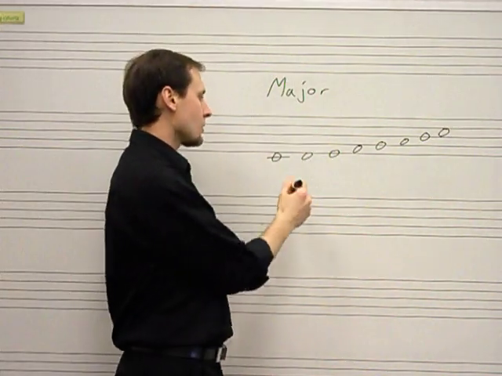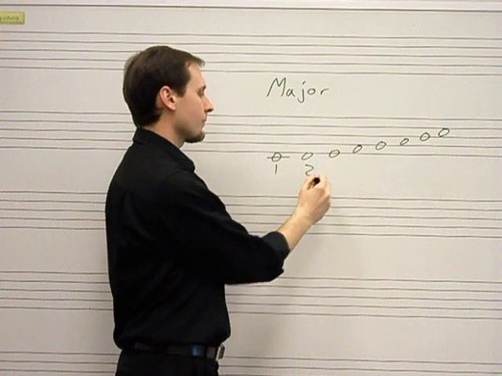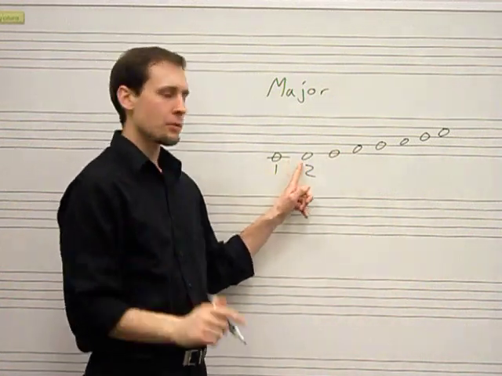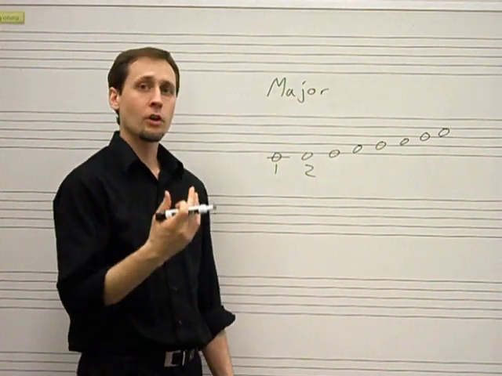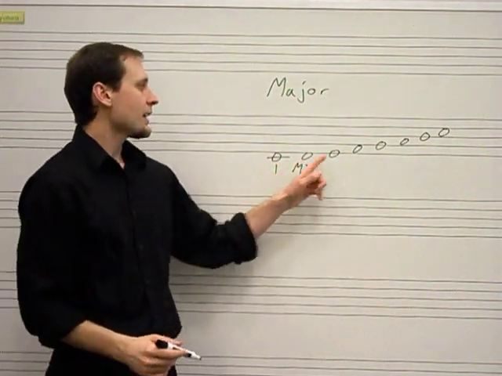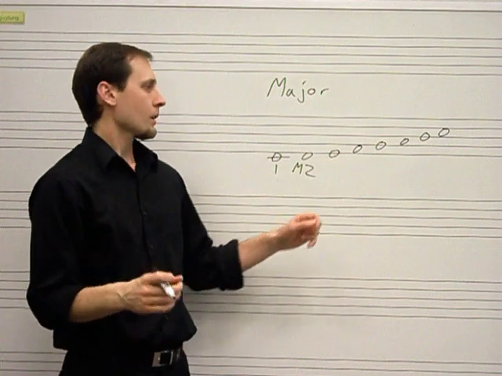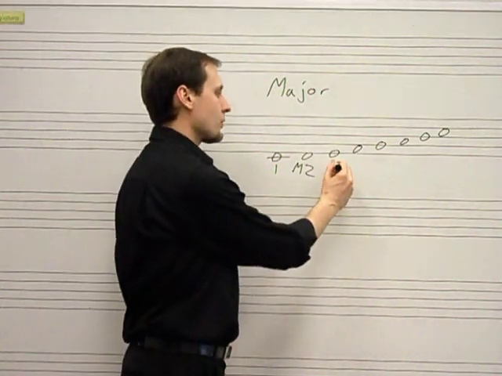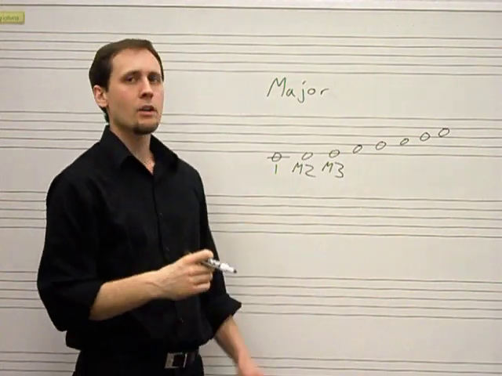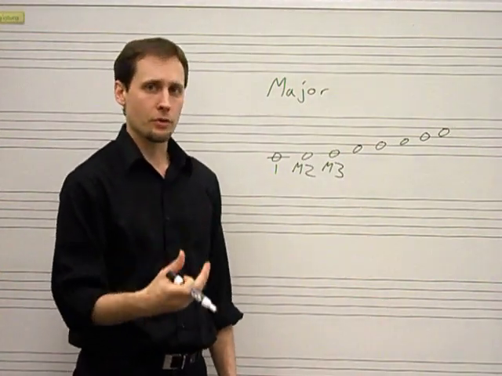The second note, C to D, is a second. Because D is the second note of the C major scale, we call this a major second. C to E, you learned, is a third. And because it's the third note of the C major scale, we call it a major third.